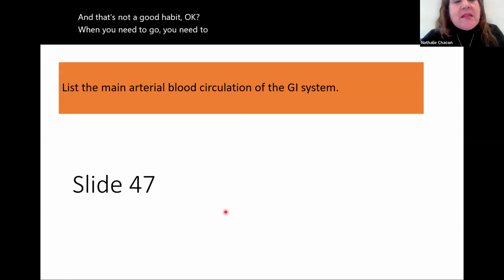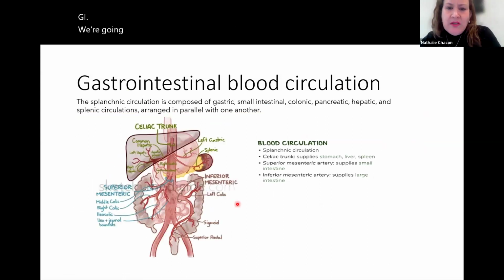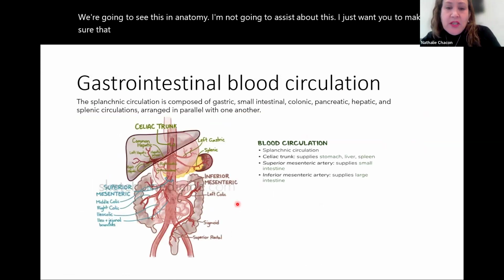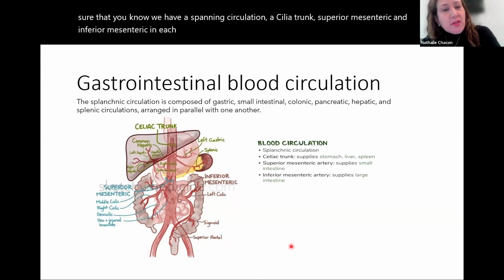Okay, list the main arterial blood circulation for the GI. We're going to see this in anatomy. I'm not going to insist on this. I just want you to make sure that you know we have a splenic circulation, a celiac trunk, superior mesenteric, and inferior mesenteric, and each one goes to each part of the GI. But it is important to know that.